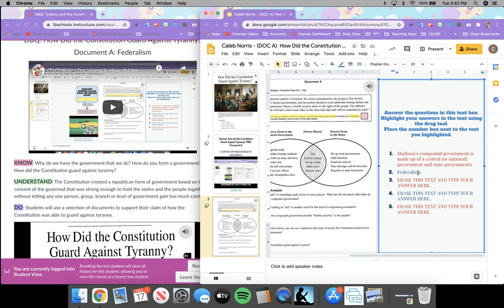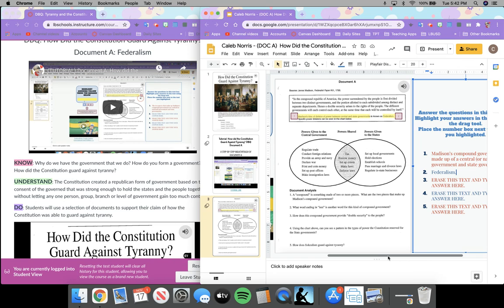All right, let's move on to number 3. Number 3, how does this compound government provide double security to the people? So we have to think about the fact that the government is supposed to be made for the people, by the people. It's supposed to protect the people. So the fact that these 2 kinds of government, not only, as it says, are they split and do they control themselves, but they also control each other.